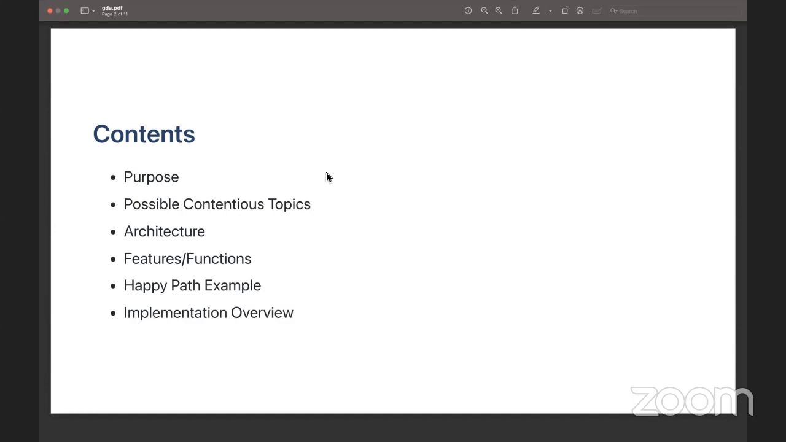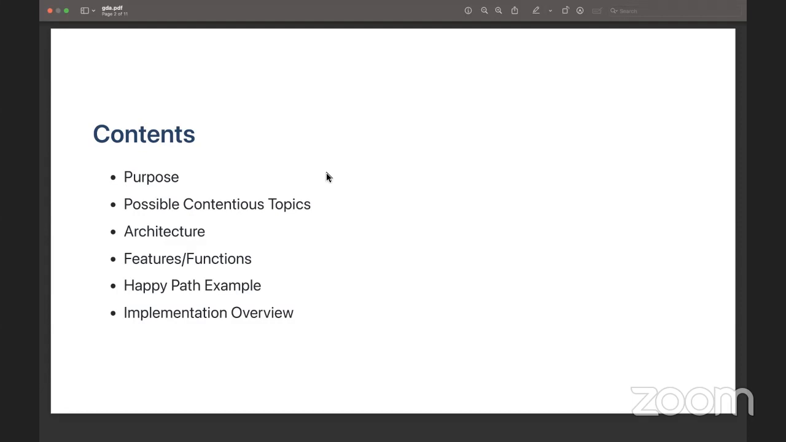Then a brief overview of the architecture. It's pretty similar to the other agreements, so there's not too much to go over there. It's just more of a refresher for everyone. And then the features and functions of the GDA, and I'm going to be basically looking at how the IDA was compared to the GDA and using that as the base reference, so it's easy to compare some of the functionality here.